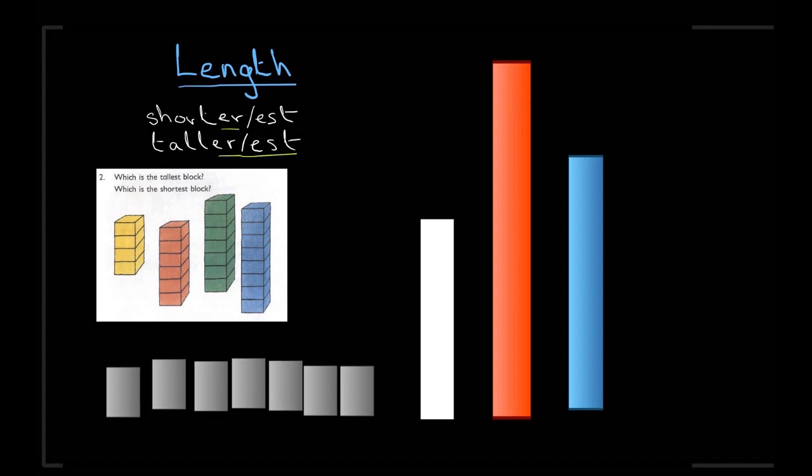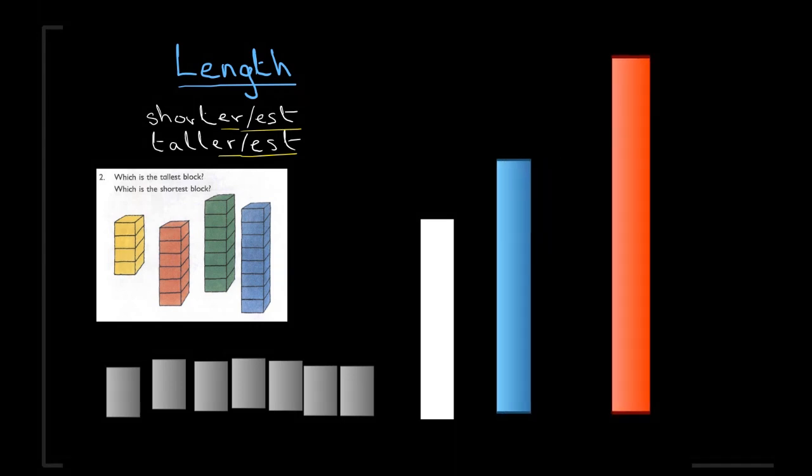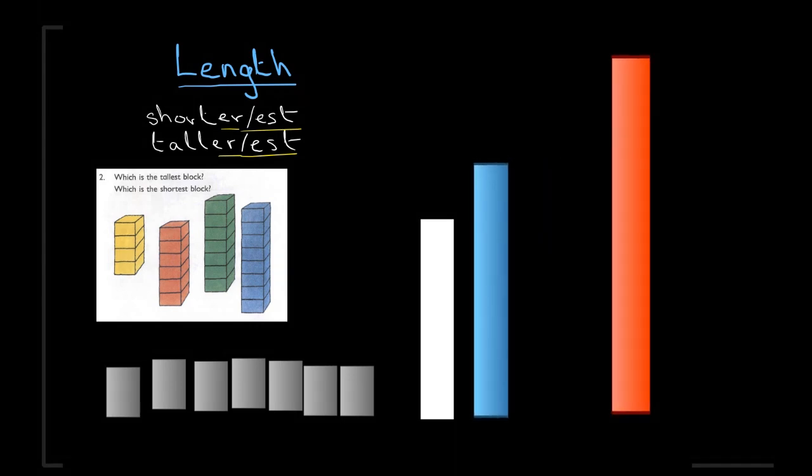Here we have three bars, the white bar, the blue bar, and the red bar, and we want to figure out which one is taller or shorter and things like that. So let's say we're trying to compare maybe the white and the blue bars. If we try to compare the white and the blue bars, we have to tell them what we mean by being tall or short.